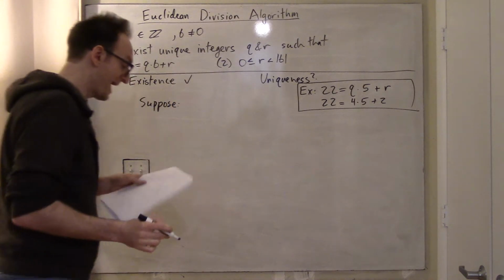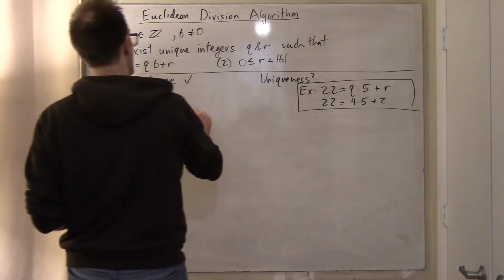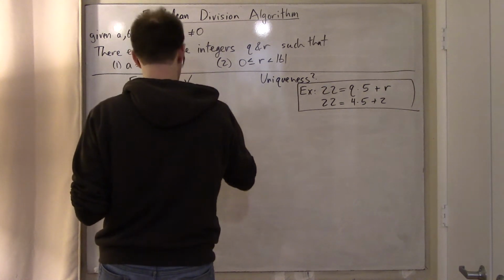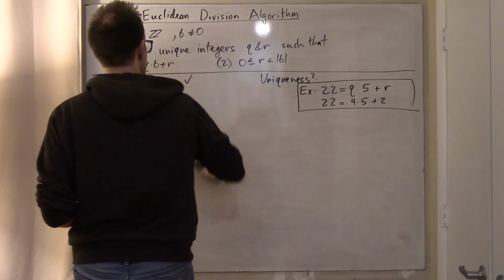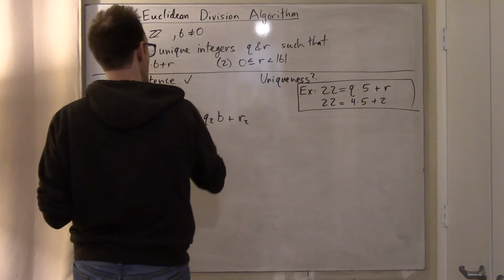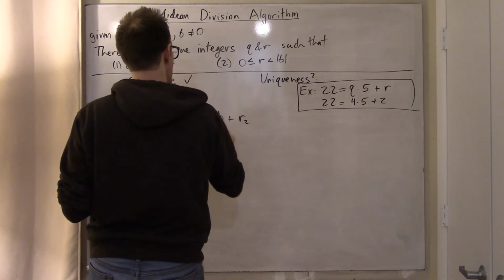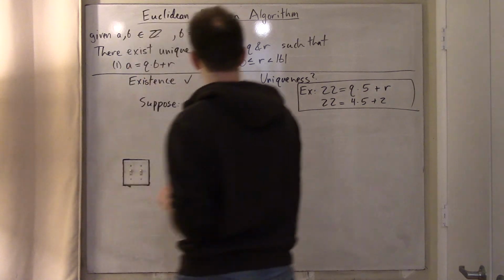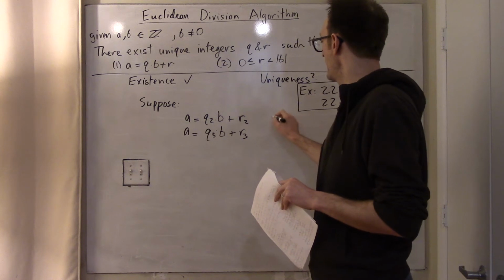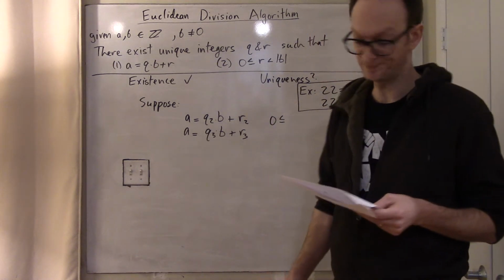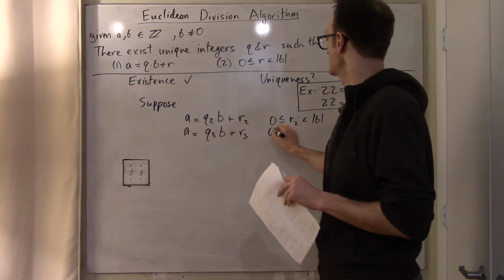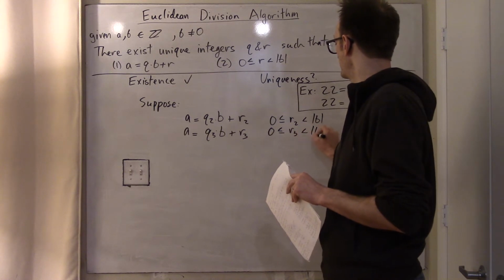We suppose that this actually can be done in two different ways. So we suppose that A can be written as some number of B's, let's call it Q2, with remainder R2, and that A can also be written as Q3 times B plus some remainder R3. And in both cases, we want that R2 is less than B, and R3 is also less than B.